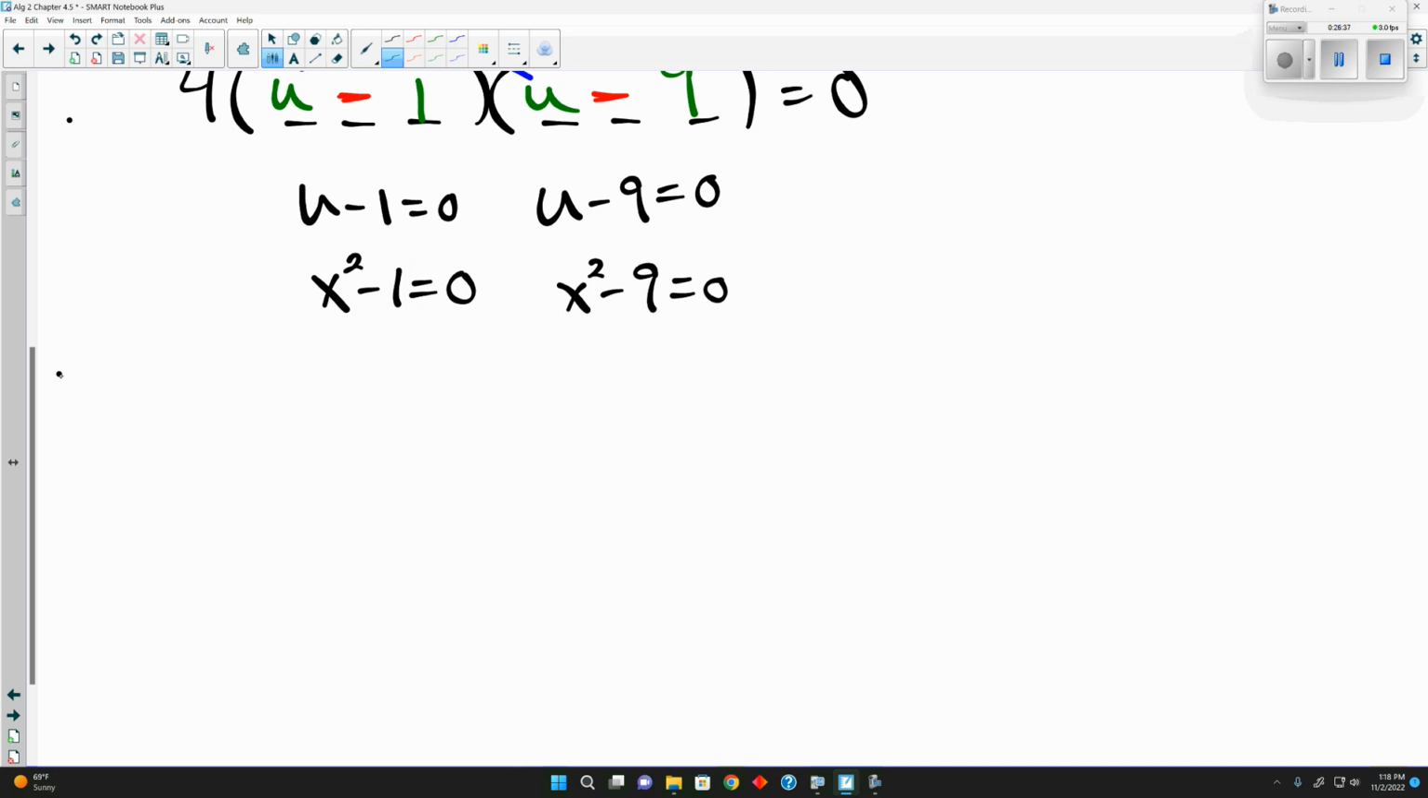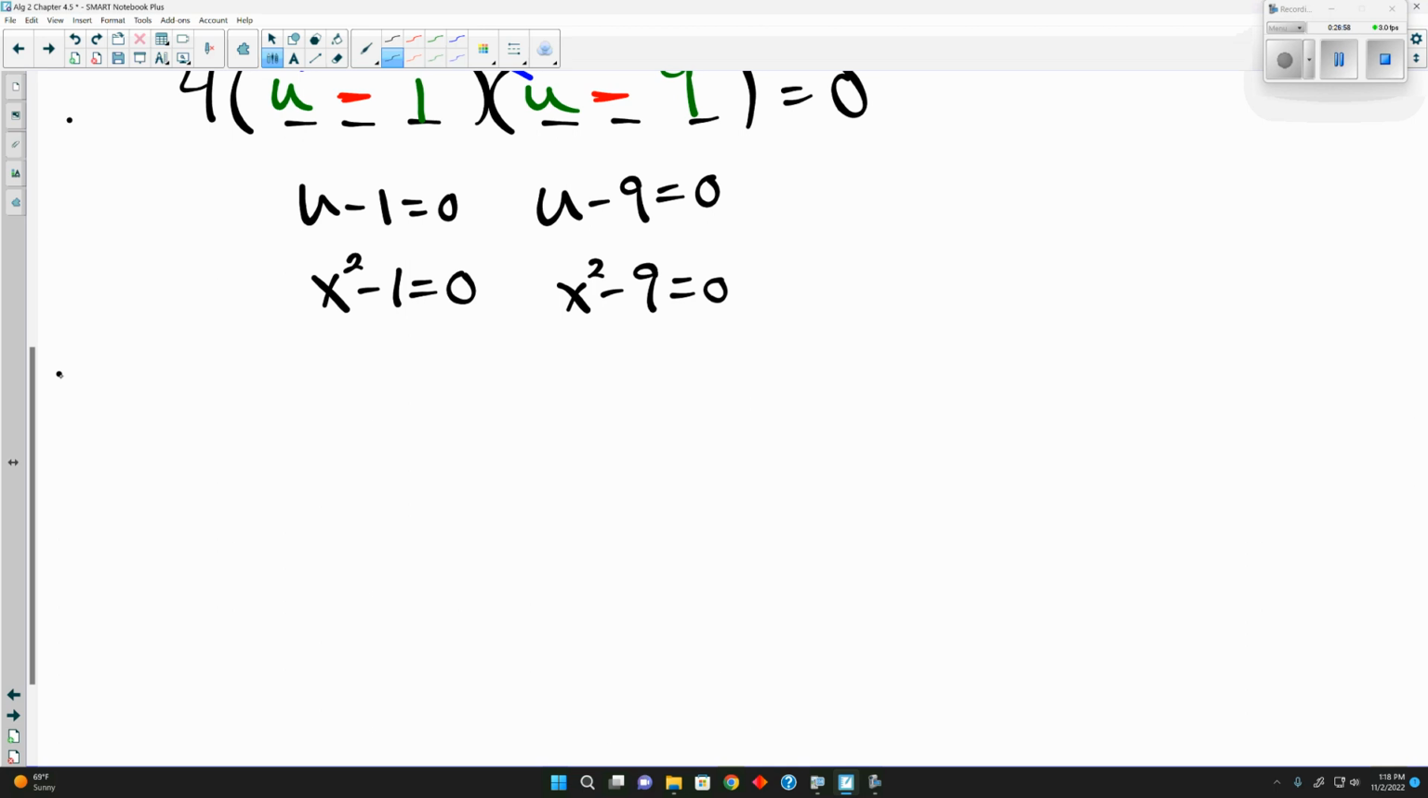We have several different ways to solve these. As each one of these here, we can solve them by completing the square. We can solve them by the quadratic formula. Because there's no middle term, we can solve them by the square root method. Or we can solve them by graphing. Which way do y'all want to do?